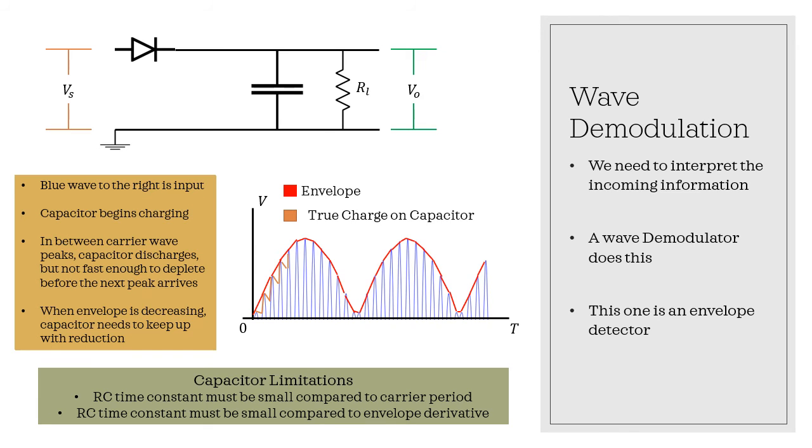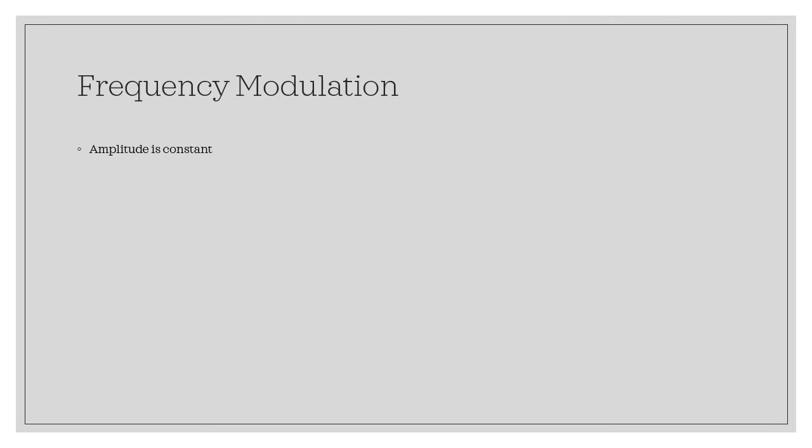But the RC time constant must also be small compared to the envelope derivative, its maximum derivative specifically. Because if our envelope is changing very, very quickly, we also need our capacitor charge to change quickly. So the RC time constant must be fast enough to keep up with peaks coming in for the carrier, and also fast enough to discharge when our envelope wave is decreasing rapidly.